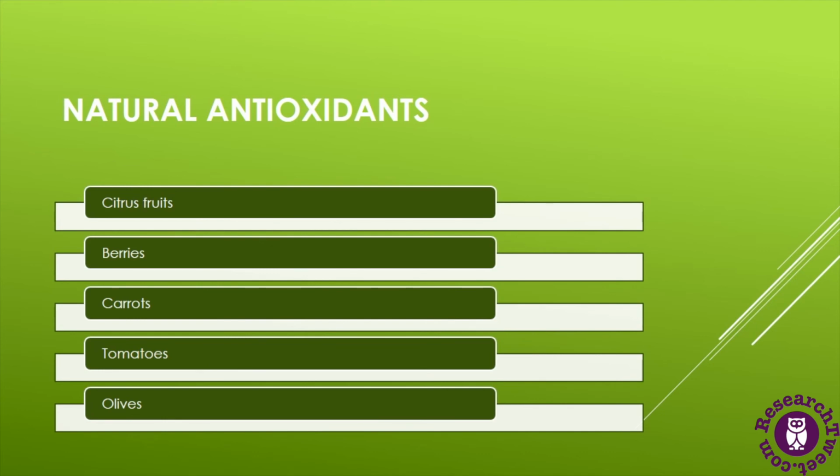So let's understand what the natural reservoirs for antioxidants are, or where we can get enough antioxidants, because when we increase the level of antioxidants in our body, they will be enough to make all the free radicals stable, and that's why we can protect ourselves from the effects of oxidative stress. There are citrus fruits, berries, cherries, carrots, tomatoes, olives, green vegetables, and many other food items which have antioxidants or which perform as natural antioxidants for our body.